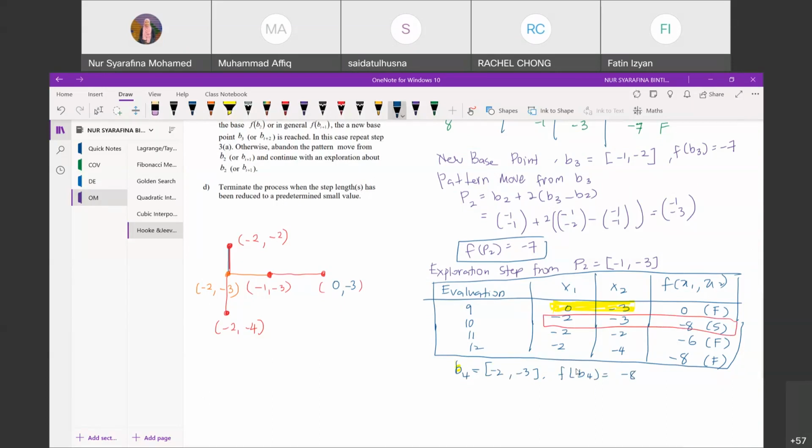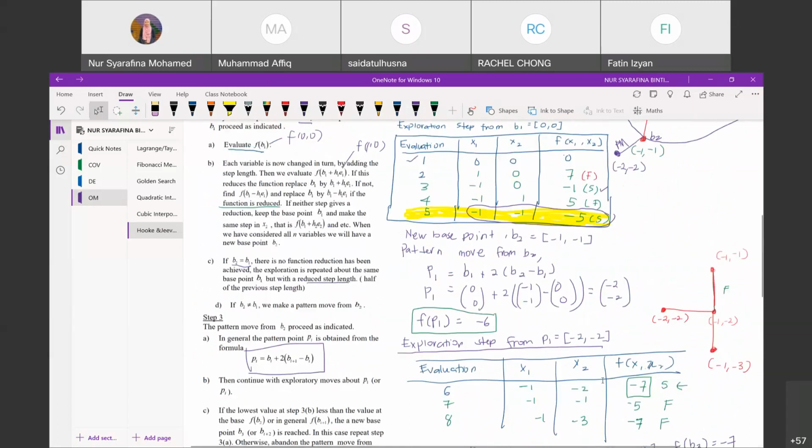Then you have your value, then you can find your next pattern, right? Next pattern by using B3 plus 2, B4 minus B3. Okay? Up until this step, any question?